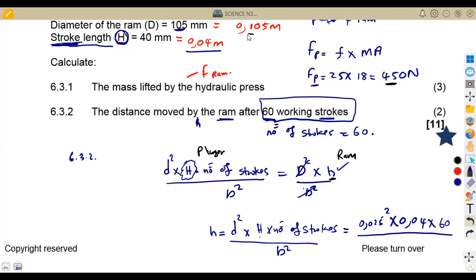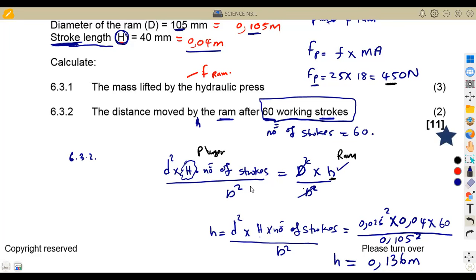And on the ram, we've got 0.105 in meters. You use the one that is in meters, not in millimeters, okay? And this is d squared, so we are going to square it. So this is going to give us the distance moved by the ram. If you use your calculator properly, you're going to obtain something like 0.136 if you round off properly, in meters. So that was the distance which was moved.